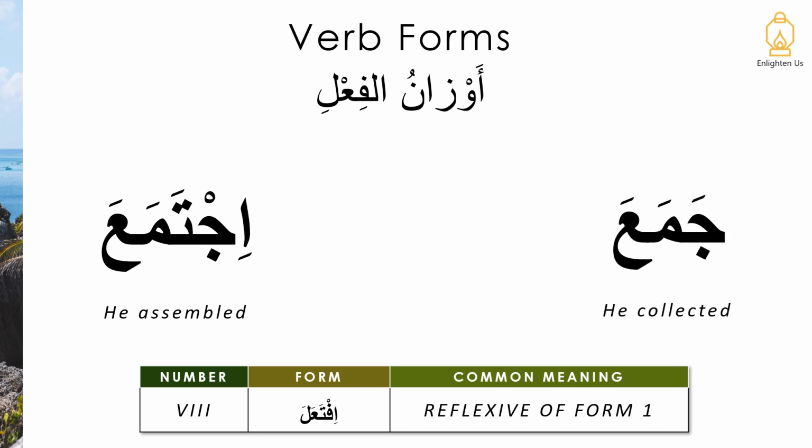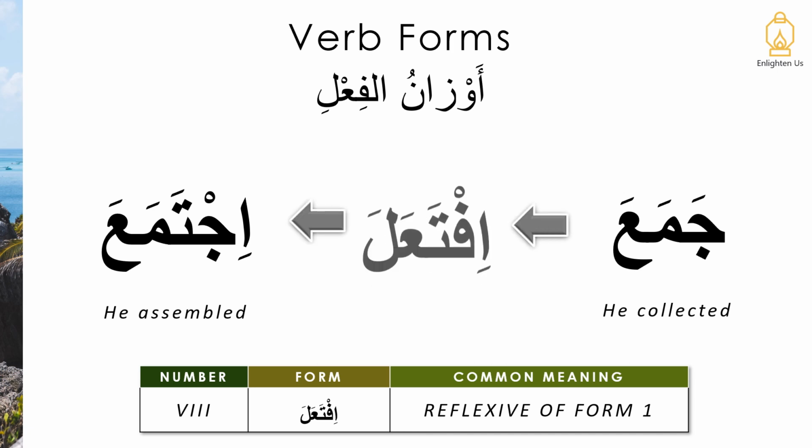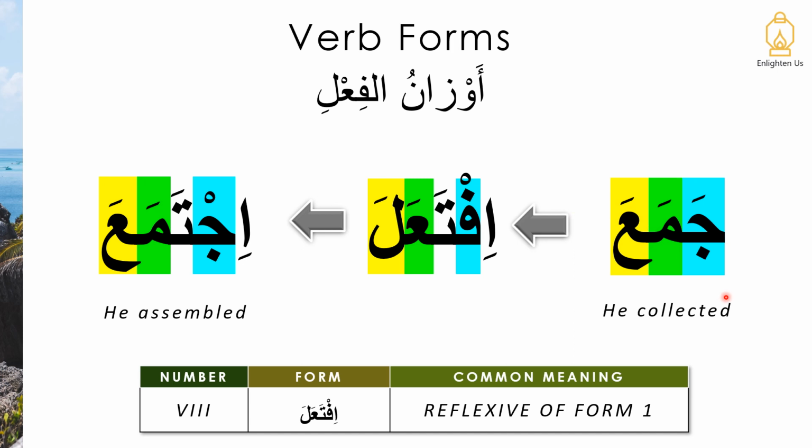And let's remind ourselves of form 1, جمع, so he collected. And we use افتعل. Well, what does this mean? Well, the jim corresponds to the fa, the mim corresponds to the ain corresponds to the lam. What's additional? Well, this alif and this ta.